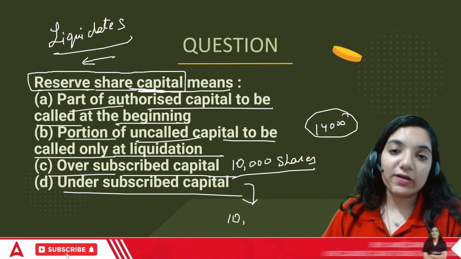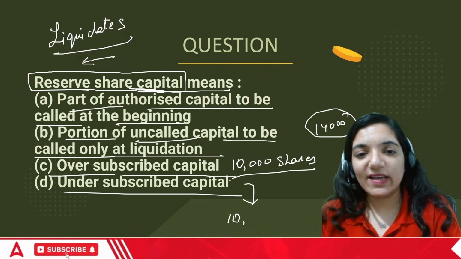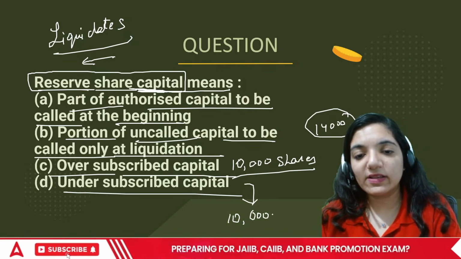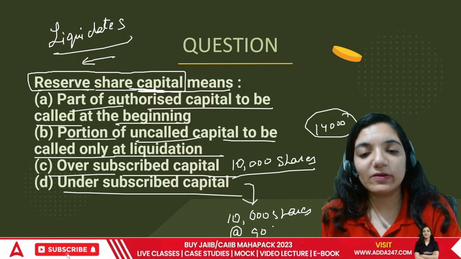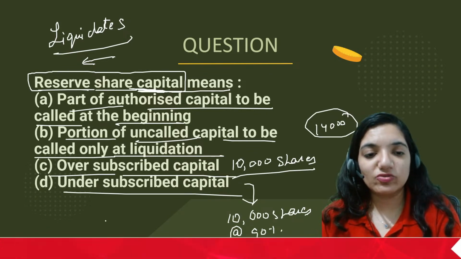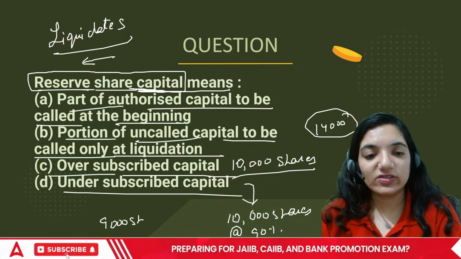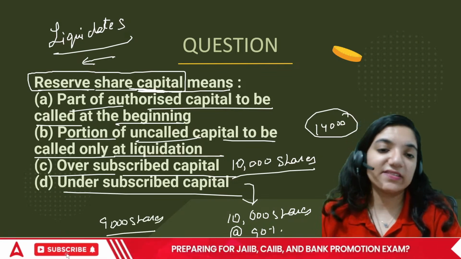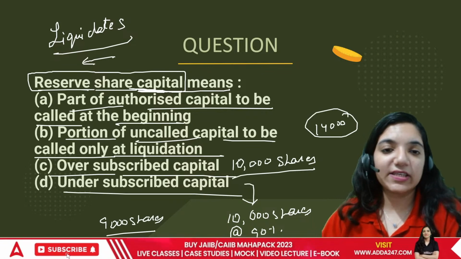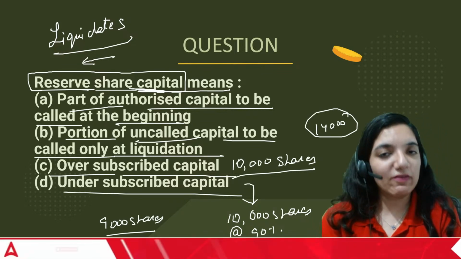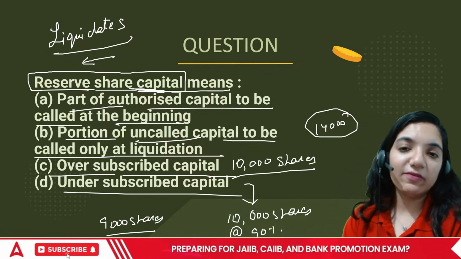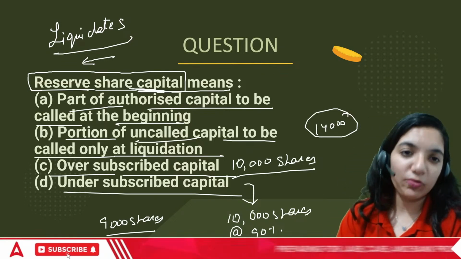Now undersubscribed means that I said, people, we are issuing 10,000 shares to you, and people should take at least 90% of it. That means they should take at least 9,000 shares, not less than that. If this is what we asked people to apply for and they have given less, it is undersubscribed; over means we asked for a certain amount and they are giving more.